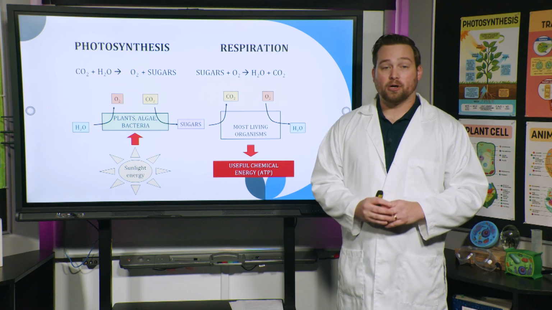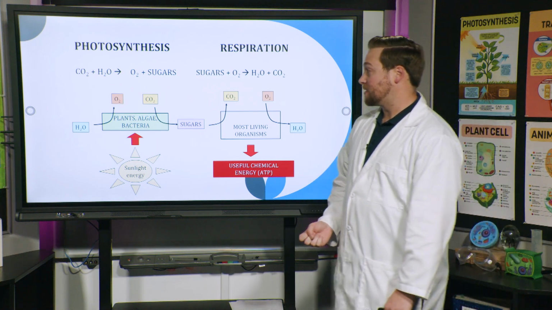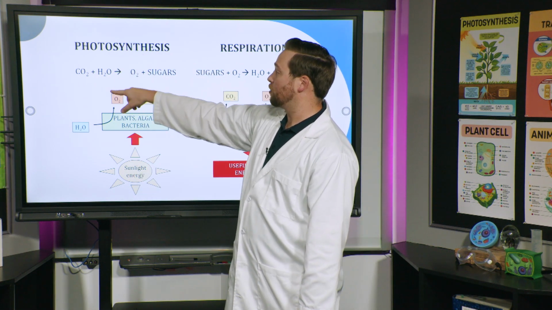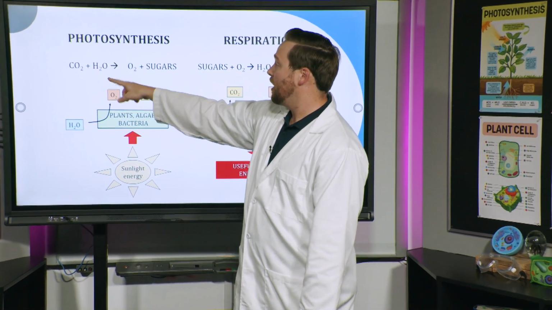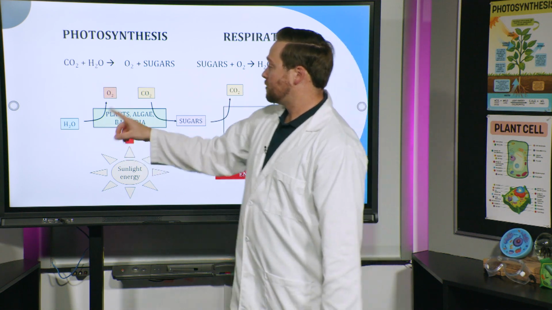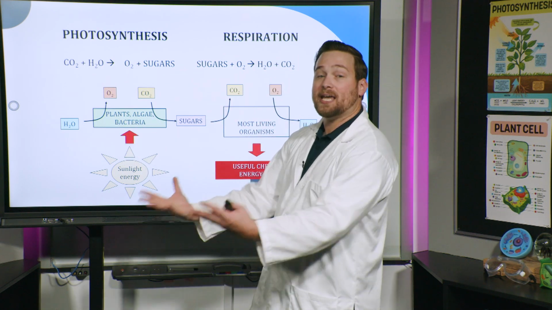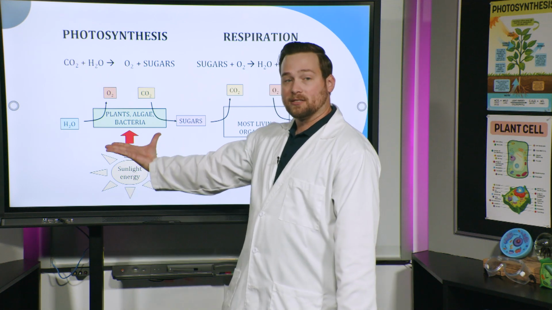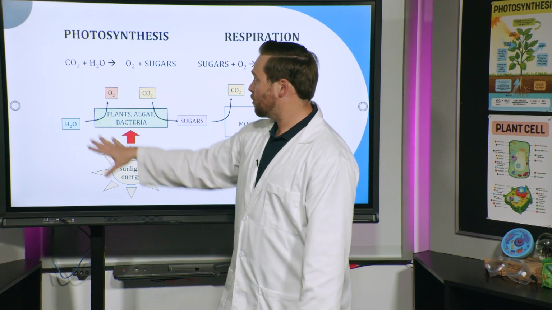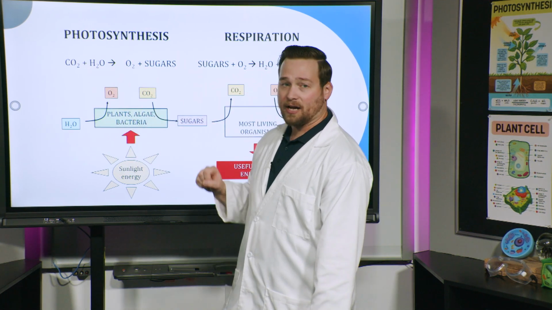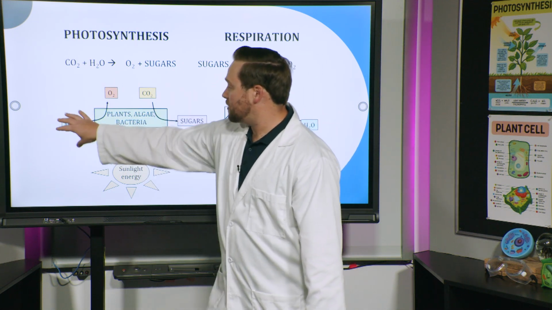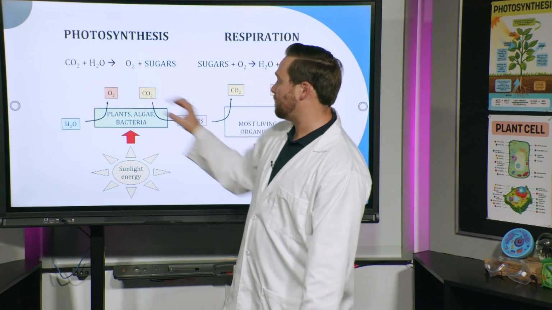Here's a breakdown of what's going on, and I want to talk about this in a little bit of detail. On the left, we're talking about photosynthesis. In photosynthesis, we're using carbon dioxide and water, and we're trying to make oxygen and sugar. The main thing that the plants really want is sugar. So the plants, algae, or bacteria are bringing in sunlight, water, and carbon dioxide. Through photosynthesis, we are releasing oxygen and sugars. These are the three things that go into photosynthesis. These are the two things that come out of photosynthesis.